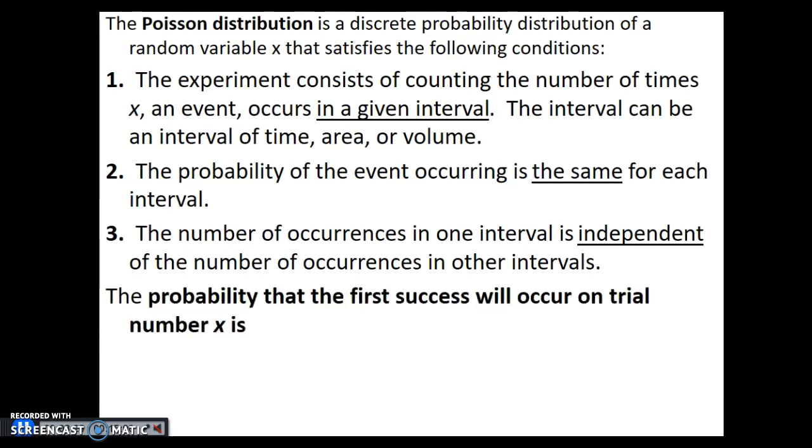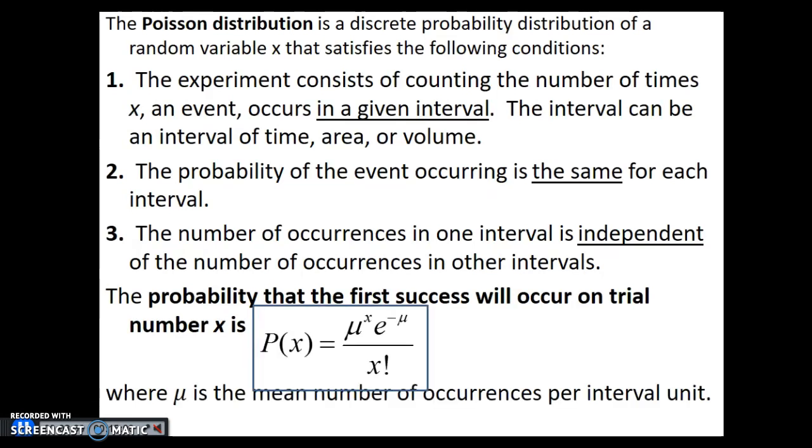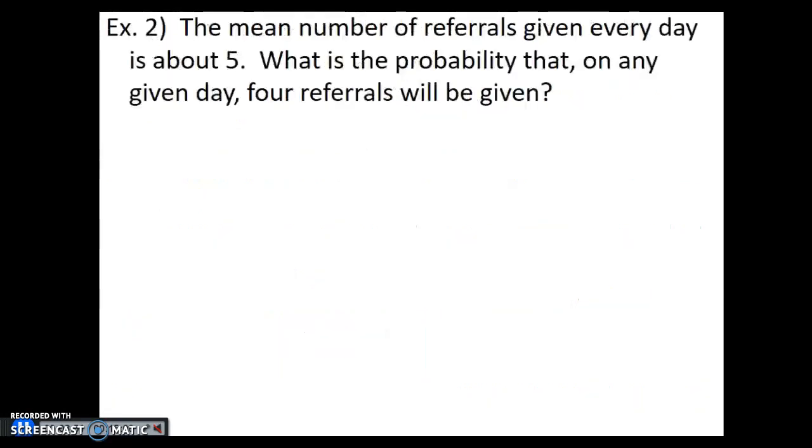When this works, you're going to have this formula that is not intuitive. I couldn't even tell you where it comes from. And you need to write down that it's mu to the x times e to the negative mu all over x factorial. Mu is going to be that average number of occurrences per interval unit that's stated to you. So make sure you get that one down.